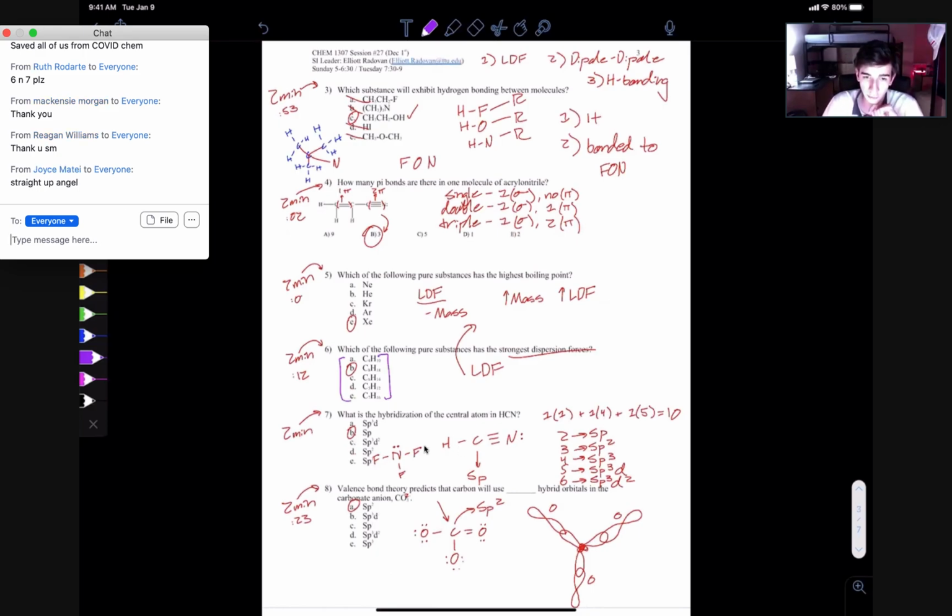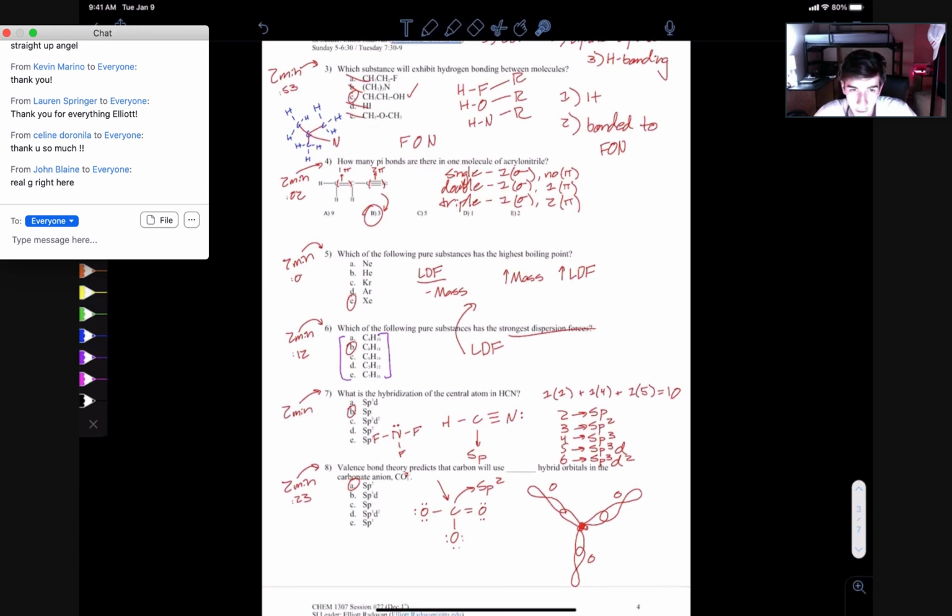Number 7 says, what is the hybridization of the central atom in HCN? This is my Lewis structure for HCN right here, and I drew the structure out. Carbon is our central atom. Remember, only the central atom gets hybridized. With hybridization, it's just a matter of how many things are attached to that central atom. There are 2 things attached to the central atom, so it's sp hybridized.